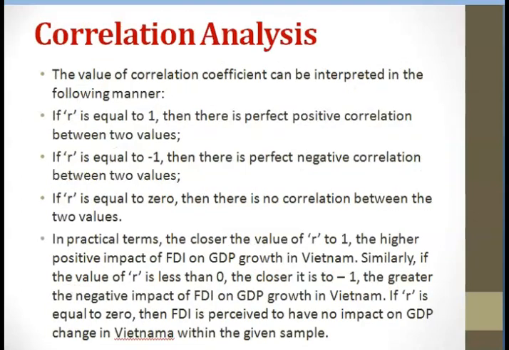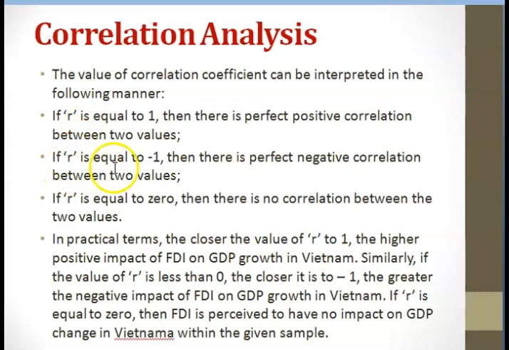Now, how do they interpret this correlation analysis? The value of the correlation coefficient can be interpreted in the following manner. In the first case, if R is equal to 1, then there is a perfect positive correlation. They say positive correlation, negative correlation or no correlation. These are the three types. So if it is equal to 1, then there is a perfect positive correlation between the variables x and y.